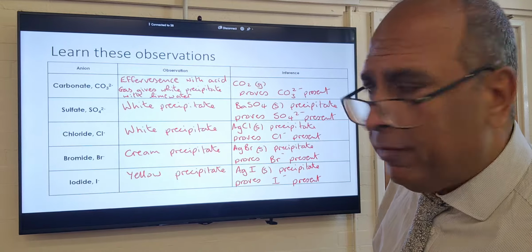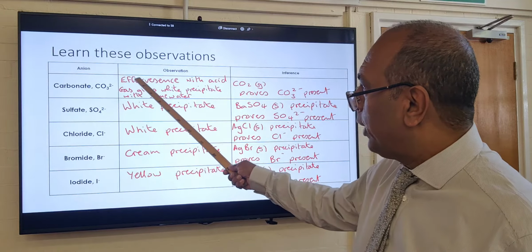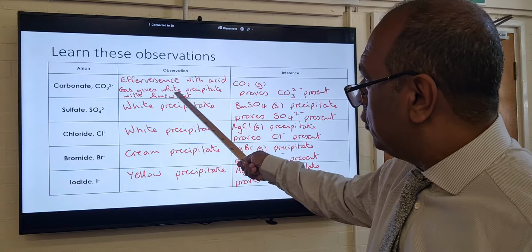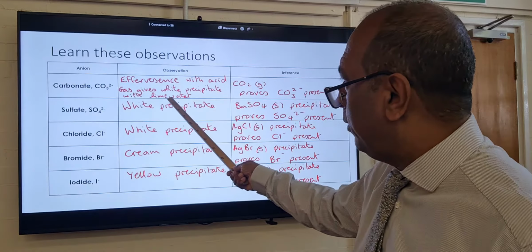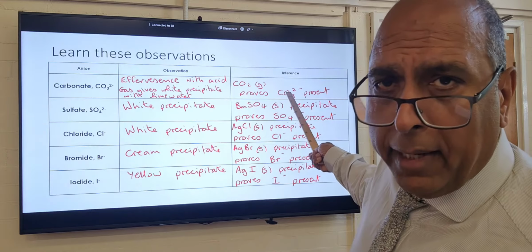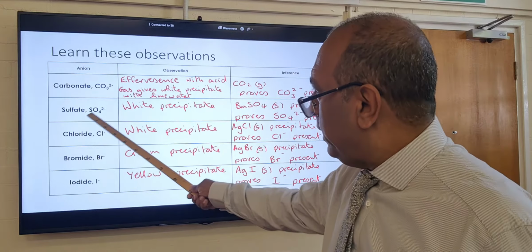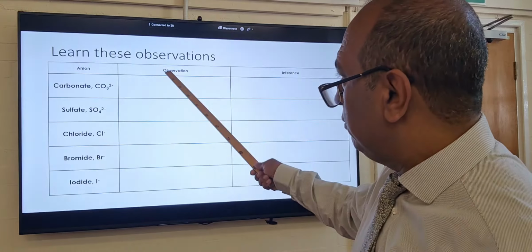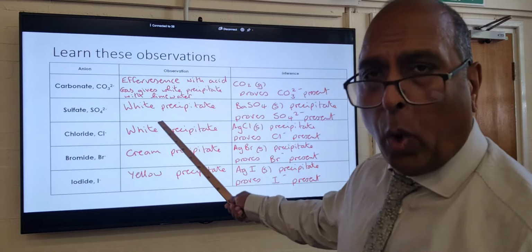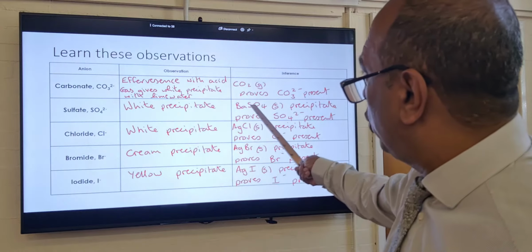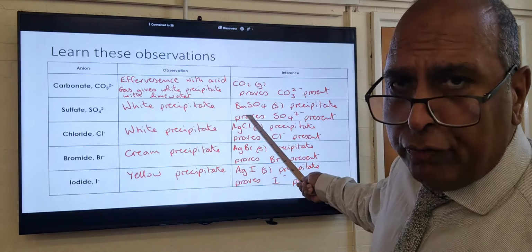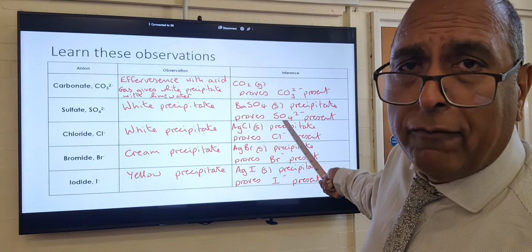There, that's the table filled in. With carbonate, we get fizzing. The gas gives a white precipitate with lime water. The carbon dioxide proves you've got carbonate ions present. With sulfate, you get a white precipitate. The white precipitate is barium sulfate, and that precipitate proves you've got those sulfate ions present.